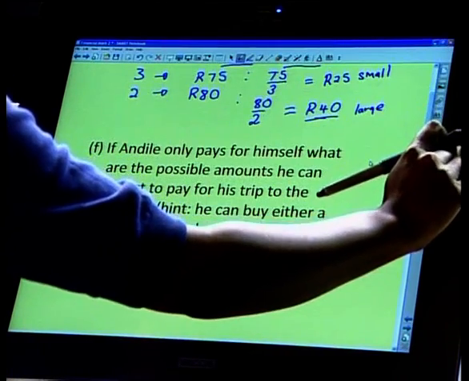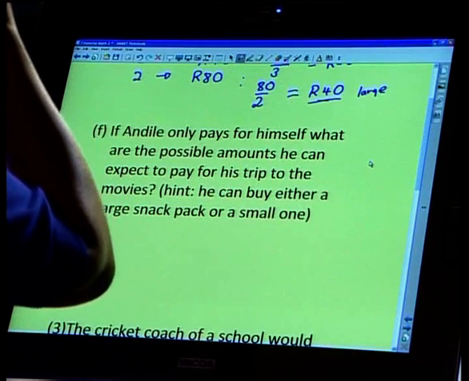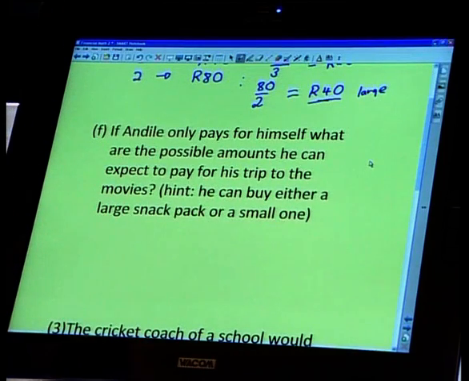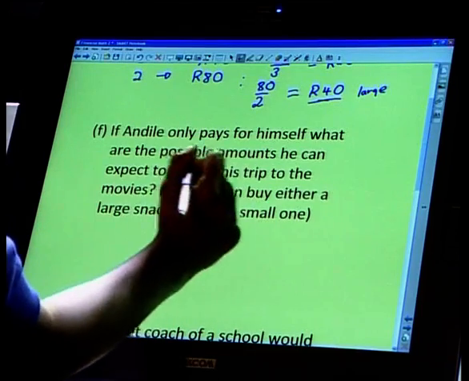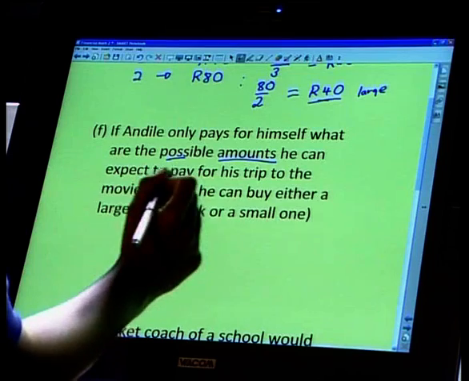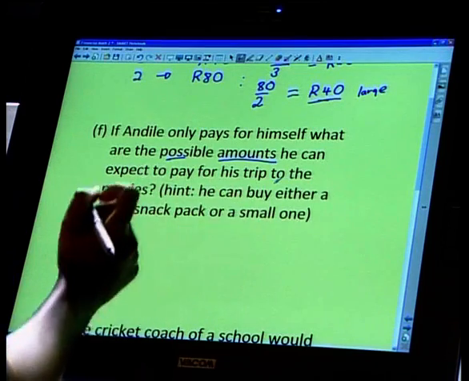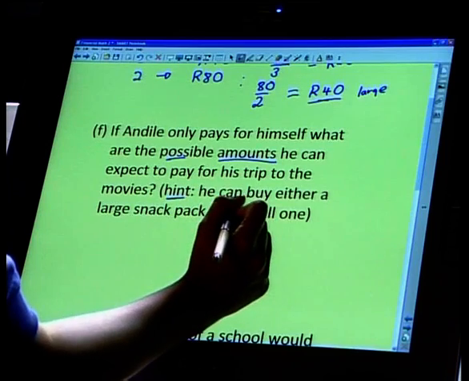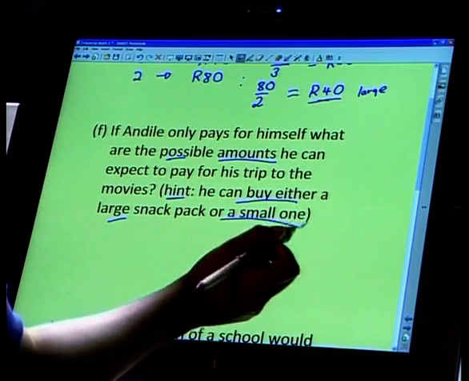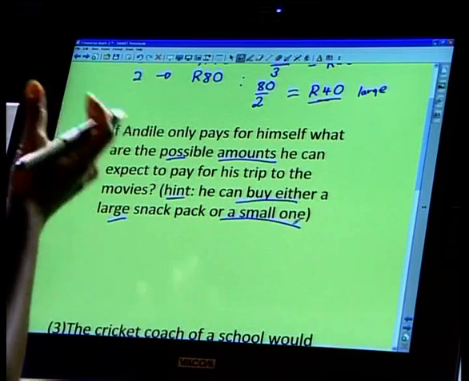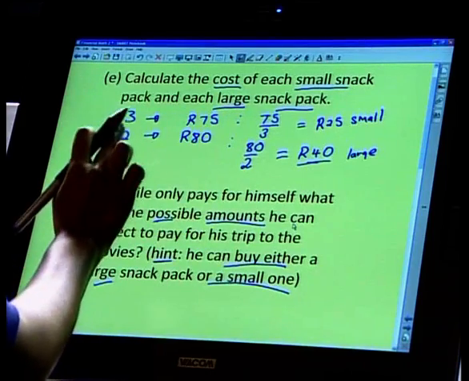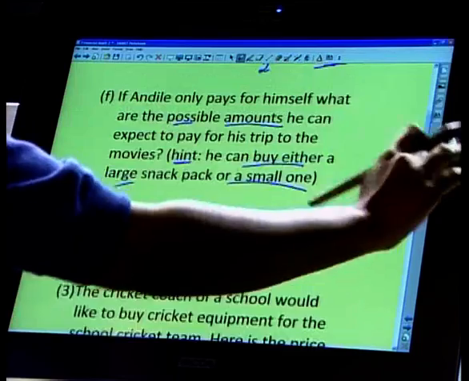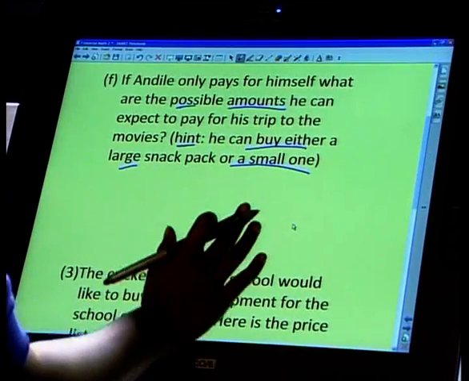Okay, and the last part of this, we want to know, if Andile only pays for himself, what are the possible amounts that he can expect to pay for this trip to the movies? And the hint here is that he can buy either a large or a small snack pack. Now remember, we don't know who is buying the small snack packs and we don't know who's buying the large snack packs. All we know is that 3 people buy small snack packs and 2 people buy large snack packs. So Andile could be in either one of those.